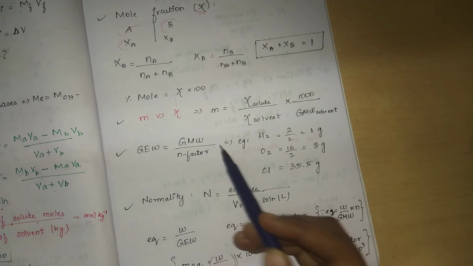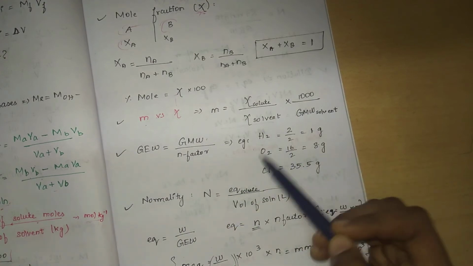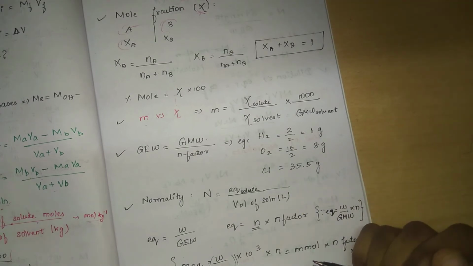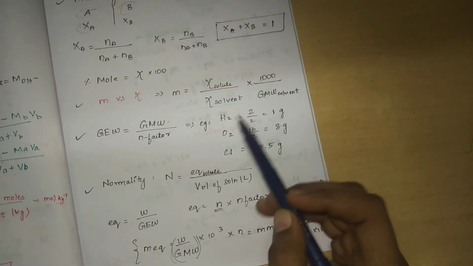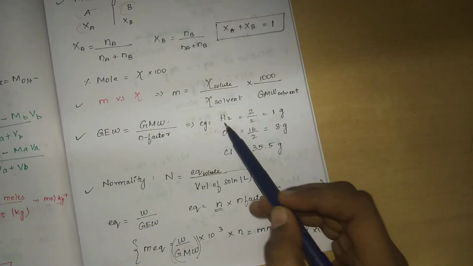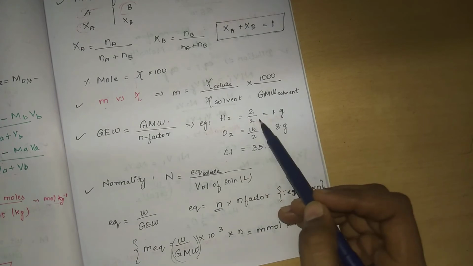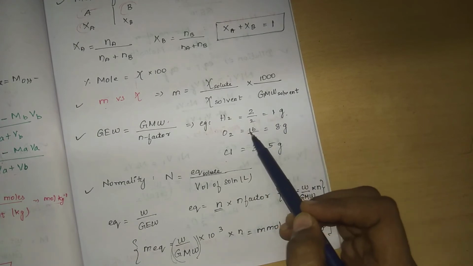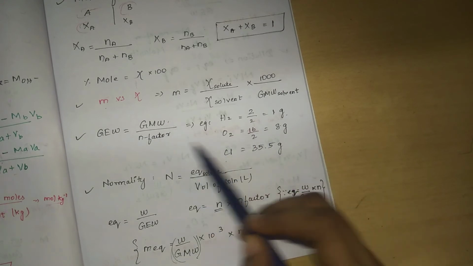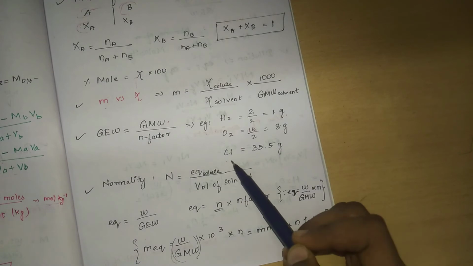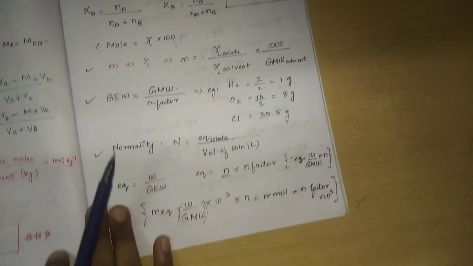Gram equivalent weight means gram molecular weight divided by n factor. Example, they will standardly give some example which you can apply in the question. They have standardly taken hydrogen, oxygen and chlorine. For hydrogen, the gram molecular weight is 2 and the n factor is 2, so the equivalent weight is 1 gram. Oxygen's weight is 16 divided by n factor 2, so it is 8 gram. Chlorine 35.5 grams divided by 1 will give 35.5.